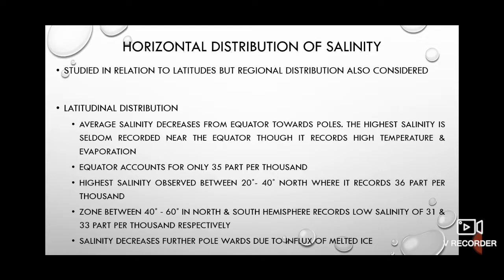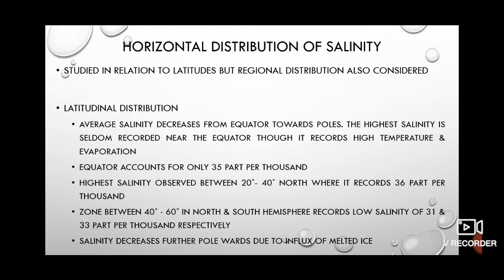In the latitudinal distribution, on an average, the salinity decreases from the equator towards the poles. The highest salinity is seldom recorded near the equator, even though this region records high temperature and high evaporation. But it is because the rainfall due to convectional precipitation reduces the relative proportion of salt. Thus, the equator accounts for only 35 parts per thousand of salinity.